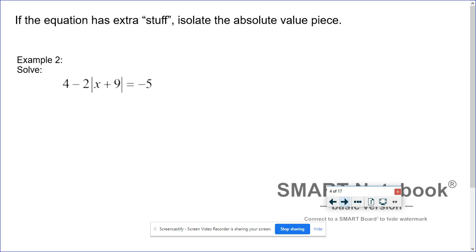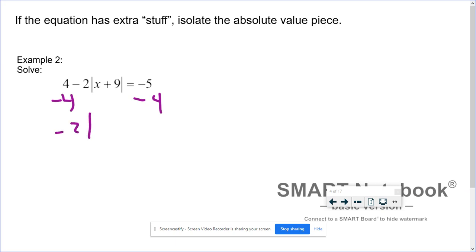All right, if the equation has extra stuff, you've got to isolate the absolute value first. That's just to say the absolute value of x plus 9 has to be isolated. It has to be by itself before we can split it into two equations to solve. So there are two things happening here. That 4 is a positive 4, and it's adding to the absolute value. That negative 2 is multiplying. We're going to undo, or get rid of, that extra stuff in the opposite order of order of operations. So the first thing we're going to do is subtract 4 from both sides.